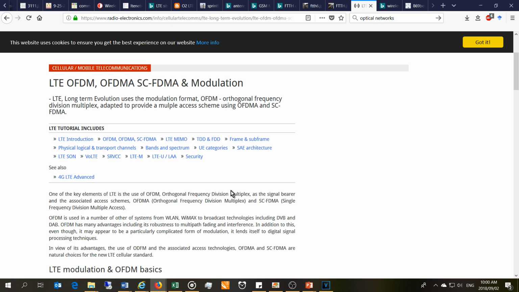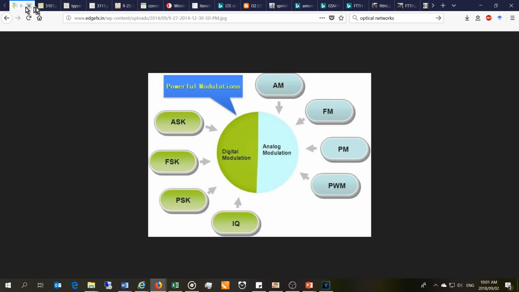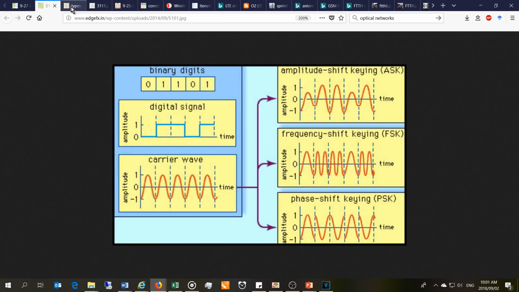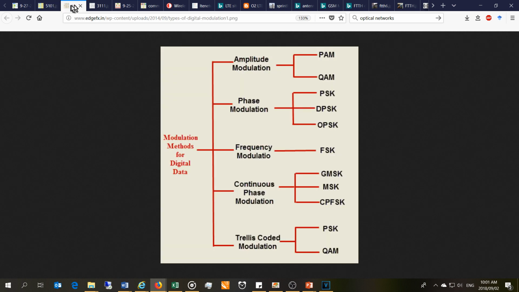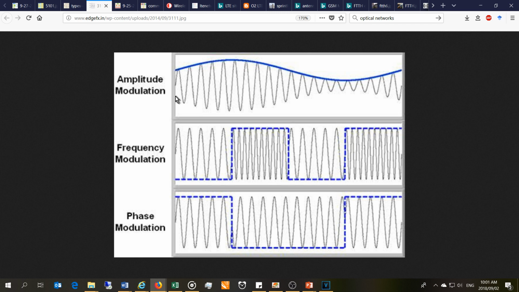Can you still see it is a modulation method? So even though it seems like a brand new approach, it still uses the principles of putting information onto a carrier wave and getting it out to the world. Right, so there we go. Here are some further pictures.